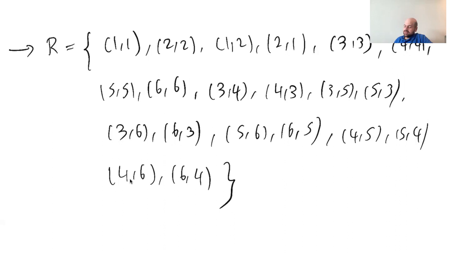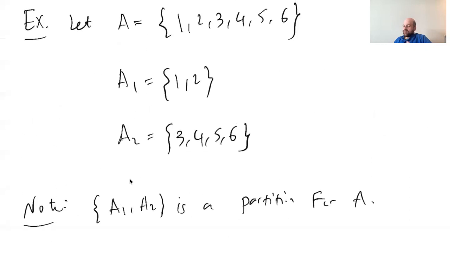Okay, and you can check that this is an equivalence relation, meaning that it's reflexive. Obviously, it's reflexive. Every (a, a) is in R, and it's also symmetric: whenever (a, b) is in R, (b, a) is in R. It's also transitive, meaning that if (a, b) and (b, c) are both in R, then (a, c) is in R. So this is an equivalence relation corresponding to this partition. Now, you can change the partition. If you change the partition, you will get a different equivalence relation.